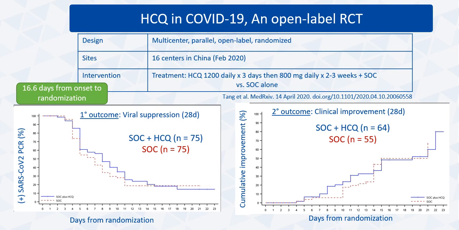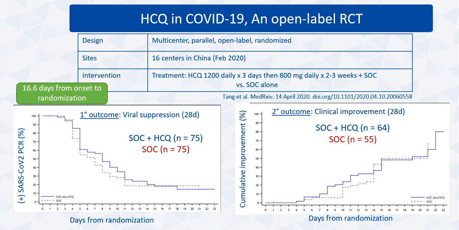As I mentioned, this is the most recent randomized controlled trial. This was published on April 14th. This is a multi-center parallel open-label randomized trial across 16 centers in China. This was done in February 2020. Their intervention, this is interesting because this is the highest dose I've seen so far of hydroxychloroquine, but they used 1,200 milligrams daily for 3 days, then 800 milligrams daily for 2 to 3 weeks plus standard of care versus standard of care alone. Now, what I don't know for sure is whether standard of care included other pharmacotherapy. It's not clear yet on this paper.